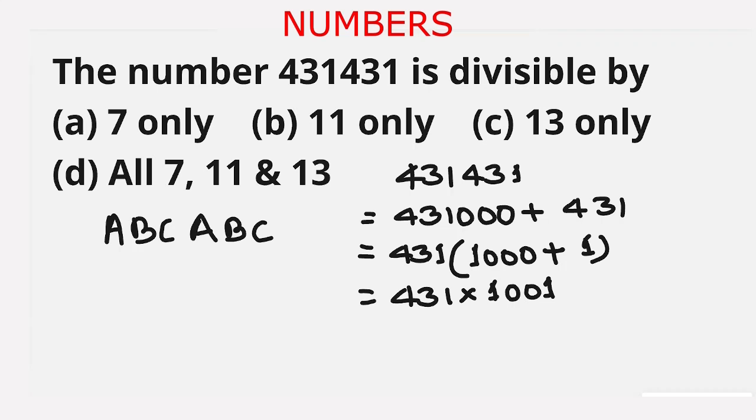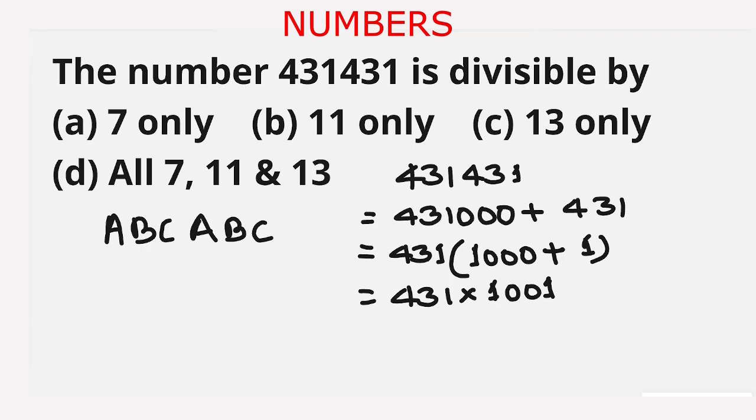So for divisibility of 11, if we take the sum of digits at even and odd places and we take their difference, and if that difference is equal to 11 or 0, then the number is divisible by 11. So 1 plus 0 is 1, and 0 plus 1 is 1. So 1 minus 1 is 0. So 1001 is divisible by 11.